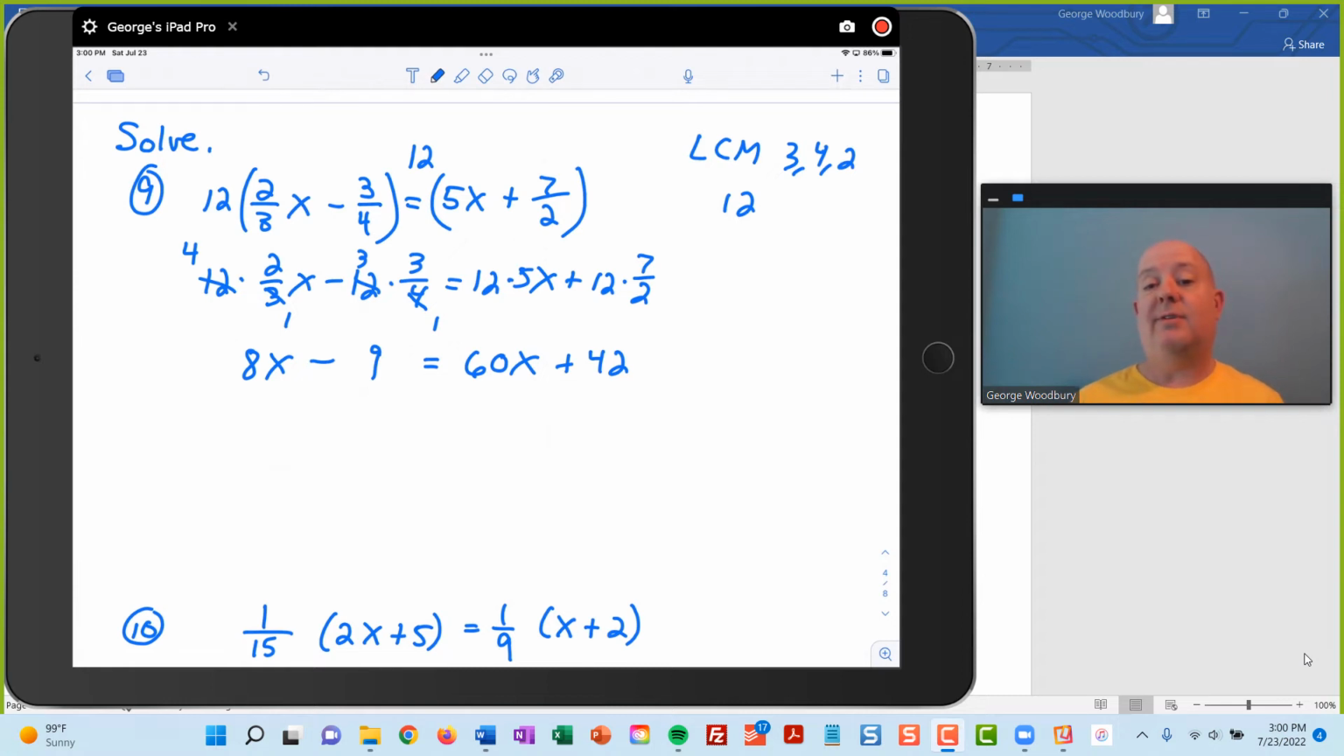Again, 12 times 7, and divide that by 2. Or notice that 2 goes into 12 6 times, leaving me 6 times 7. All right, now that all the fractions are gone, and they may come back at the end, but they're gone while we're trying to solve it.